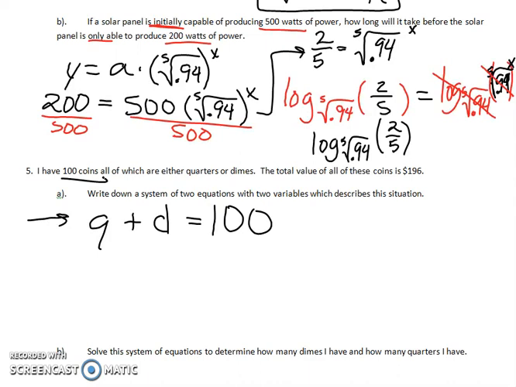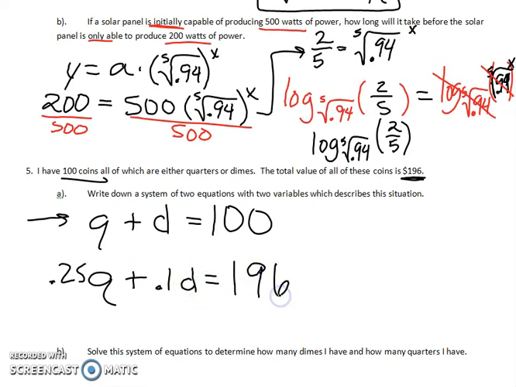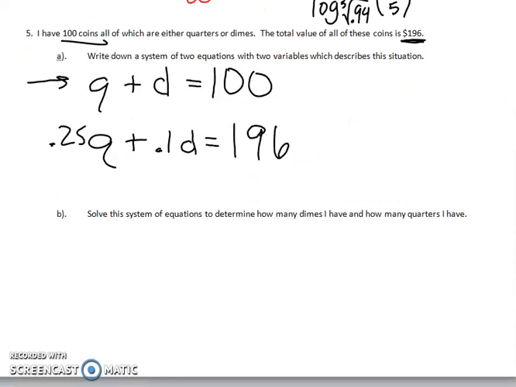My second equation involves the money, 196. Well, how much is a quarter worth? A quarter is worth 25 cents. Plus, a dime is worth 10 cents. And I know that in total, if I add all those up together, 0.25Q plus 0.1D, it will equal $196. The second part of this question says, solve the system of equations to determine how many dimes I have and how many quarters I have.